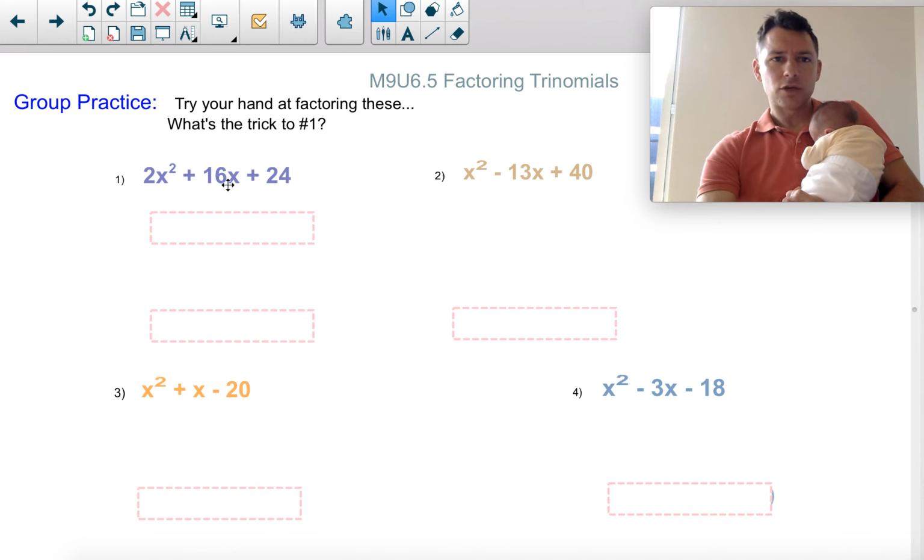Pause me. Try to factor these. In number one, you might have to pull out a common factor, right? Factor these. These are like the tricky ones, right? There's one with all positives, one with a negative positive, one with positive negative, one with a negative negative. If you can do these, you're cake. It's cake, yeah? All right, pause me and go.